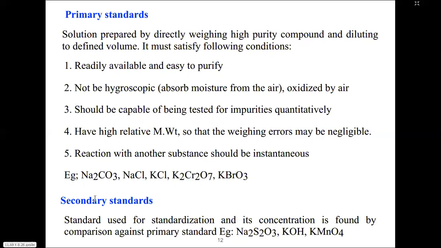And there are some secondary standards. These are standards used for standardization. Their concentration is found by comparing against a primary standard. Out of these 5 properties listed for a primary standard, if one of the properties fails, then it goes into the secondary standard. It is not like you can have 4 right, and if there is 1 wrong, then it is still a primary standard. No, you need to have all the best properties that you can ever expect present to be a primary standard. If one of them fails, then it is a secondary standard.